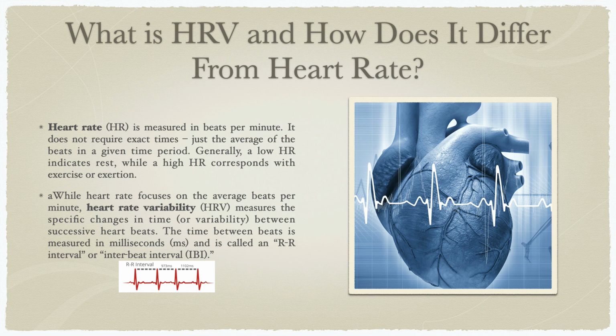While heart rate focuses on the average beats per minute, that's the unit in which it's measured, heart rate variability or HRV measures the specific changes in time or variability between successive heartbeats. The time between beats is measured in milliseconds and is called an RR interval or interbeat interval. As you can see from this slide, there are different RR intervals indicated in the graphic at the bottom.